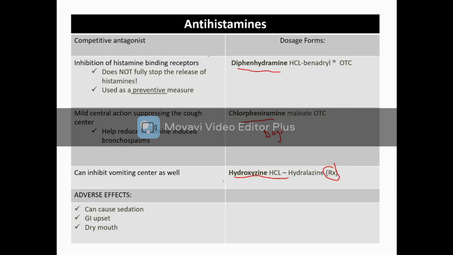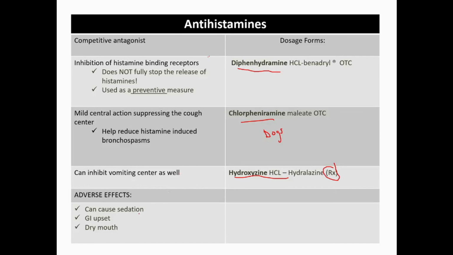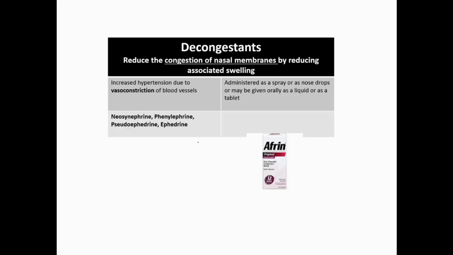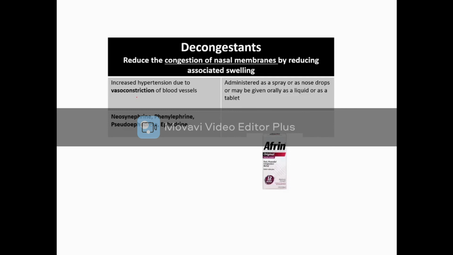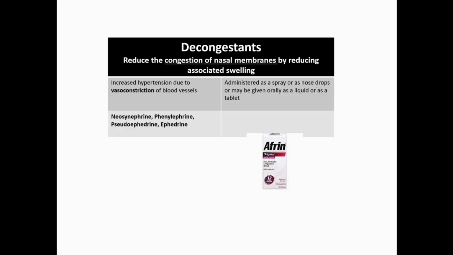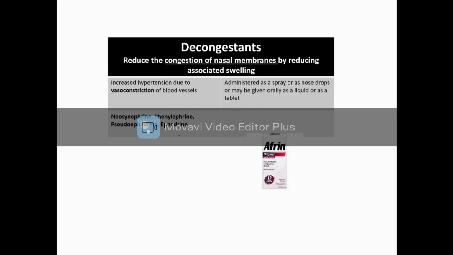They can also inhibit the vomiting center as well, and we will talk about the use of antihistamines in GI as well. Their adverse effects: they can cause sedation, GI upset, and dry mouth. Decongestants reduce the congestion of nasal membranes by reducing associated swelling. Increased hypertension due to vasoconstriction of the blood vessels. They are administered as a spray or as nose drops, or may be given orally as a liquid or a tablet. Some examples would be neosynephrine, phenylephrine, pseudoephedrine, and ephedrine.